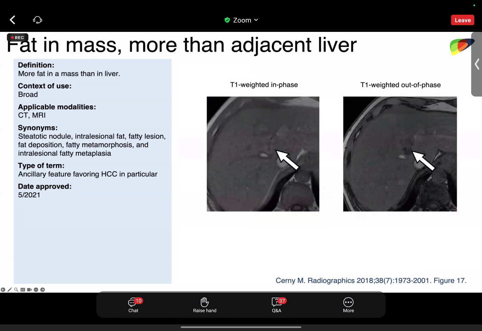And I'll finish with fat in mass more than adjacent liver, because someone in the Q&A session asked, what about in phase and out of phase? It refers to the presence of fat in a mass more than in the liver. According to some series, the presence of intravoxel fat can be encountered in 15 to 40%.